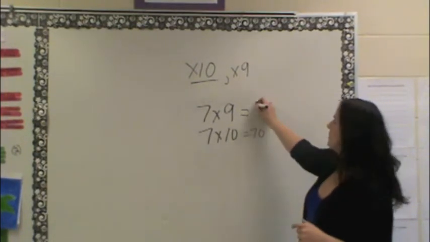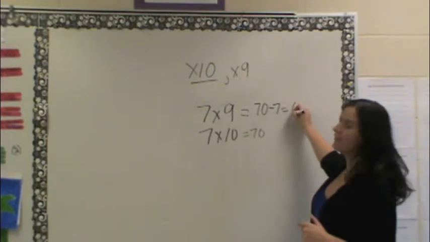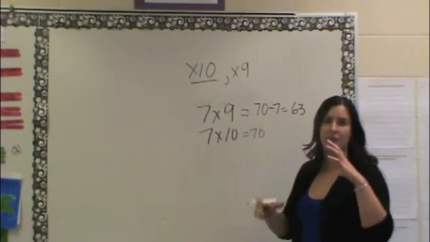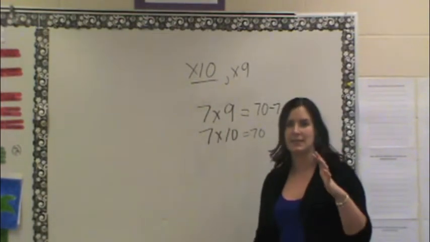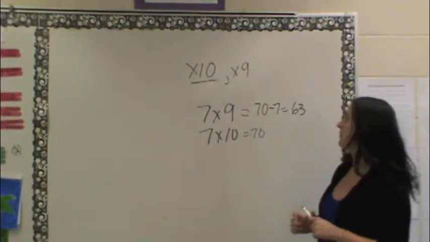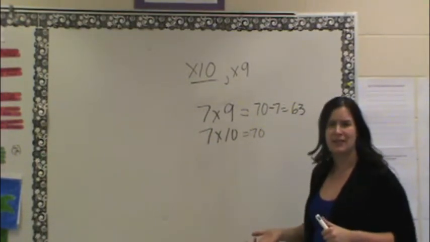So what would that be? Well, it would be 70 minus 7, which is 63, right? If you're 70 and you remove your side that contains 7, you get 63. So all of your multiplication by 9s can be extracted that way.